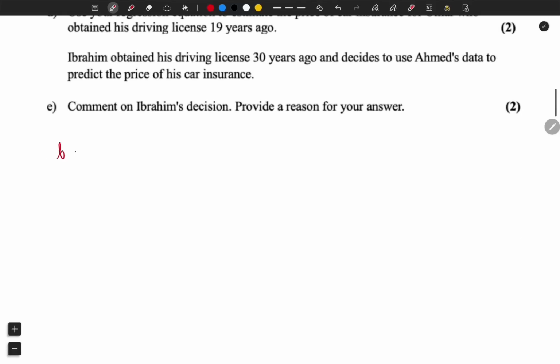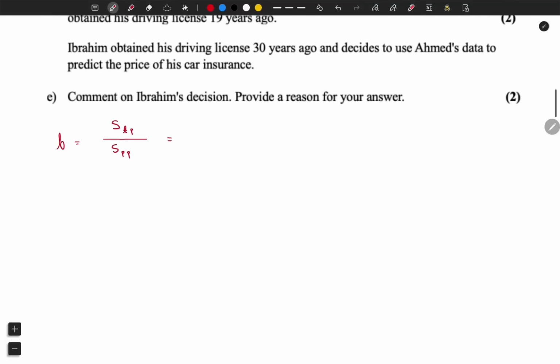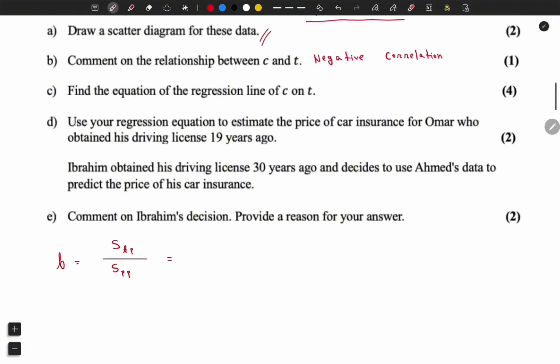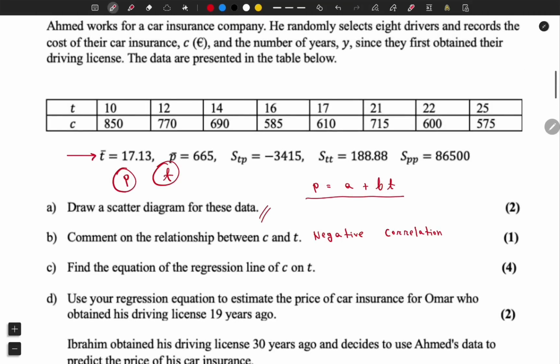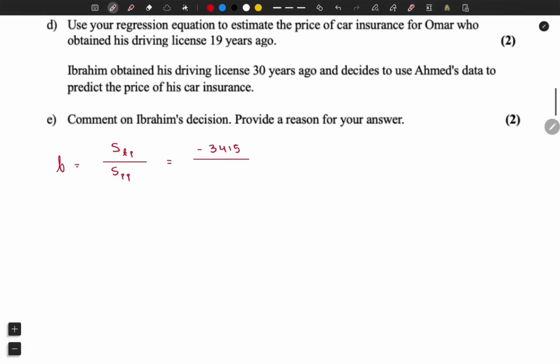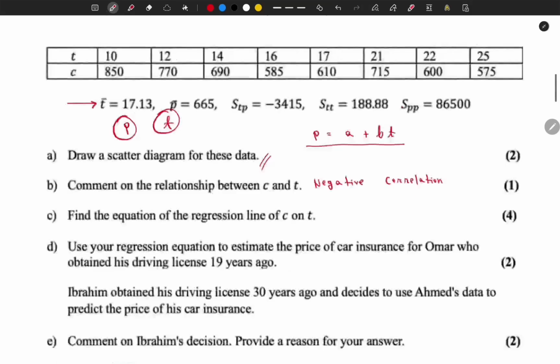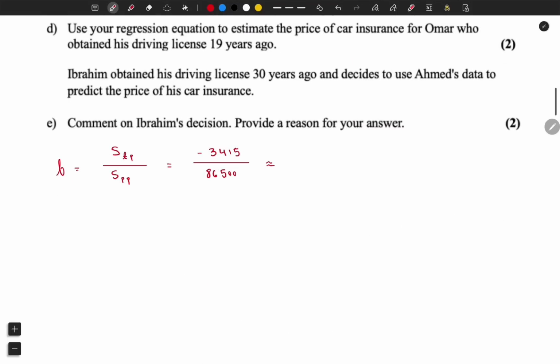So we know that the value of B can be written as summary statistic of TP divided by summary statistic of double P. So the values are given as negative 3,415, and the summary statistic of double P is given as 86,500. So overall, this will give us a value of negative 0.0395. So this is the value of B.